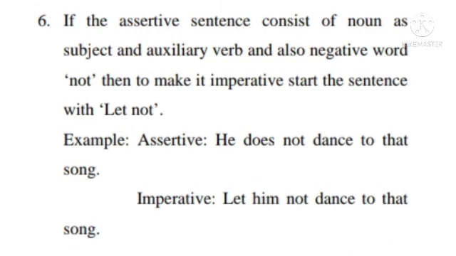So the 6th rule: if the assertive sentence consists of a noun as a subject and an auxiliary verb and also the negative word not, then to make it imperative, start the sentence with let not. So if the assertive sentence consists of a noun as a subject and auxiliary verb and also the negative word not, then to make it imperative, start the sentence with let not.